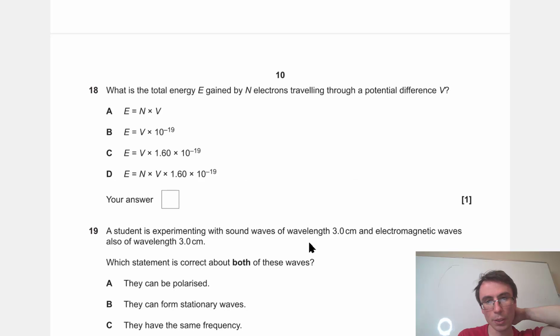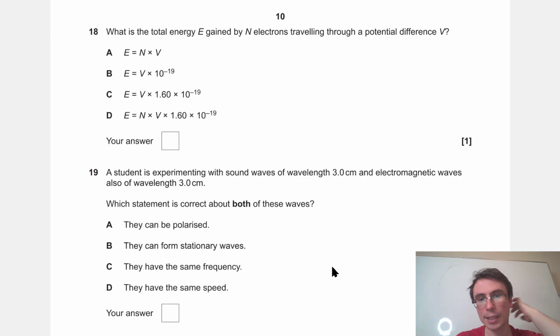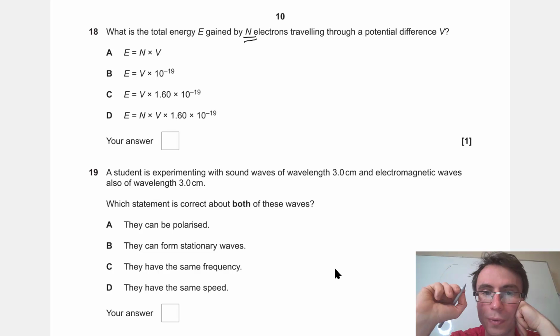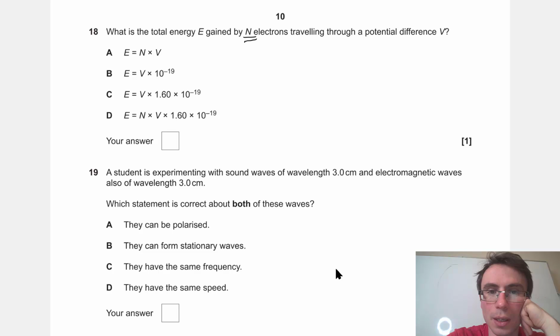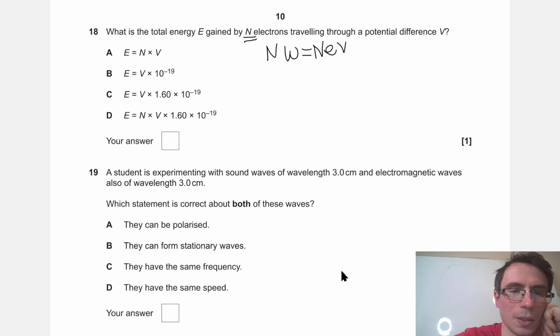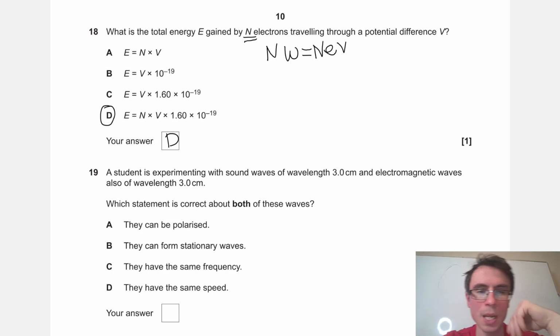18. What is the total energy gained by n electrons traveling through a potential difference V? Okay, well, energy is equal to eV, so for n electrons, total energy should be neV. e is 1.6 times 10 to the power of minus 19. Seems like correct answer has got to be D, so that's nVe, like that.